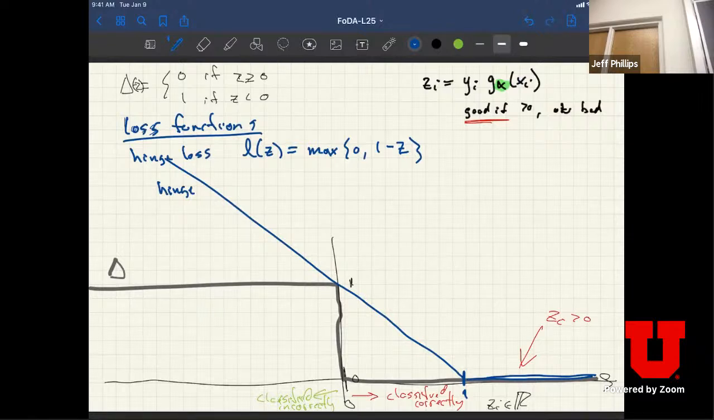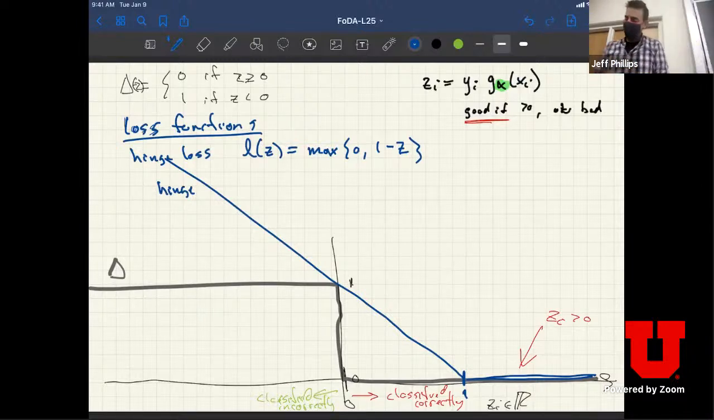So what is the intuition? If I classify correctly and I'm very far away from the decision boundary, my zi value is going to be large. If it's greater than 1, then it has 0 penalty. That's great. It's approximating 0, so it's good. If it's close to the decision boundary, where the zi value is positive but small, then I start to have a penalty.